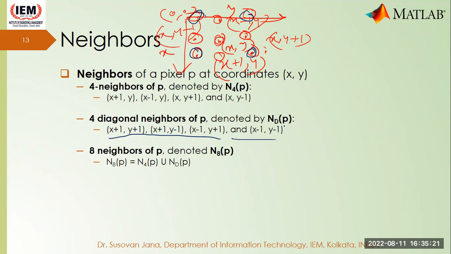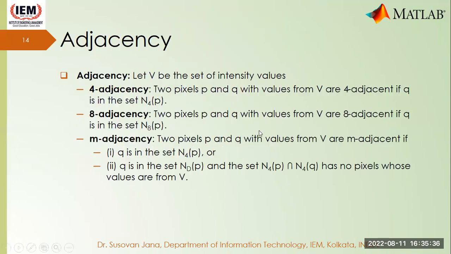So we have 4 neighbors, then 4 diagonal neighbors. All total, we have 8 neighbors. This is making 8 neighbors of the pixel. Okay. So you just combine the first 4 neighbors and then diagonal neighbors. Total 8 neighbors. Now, based on that neighborhood, we have adjacency.